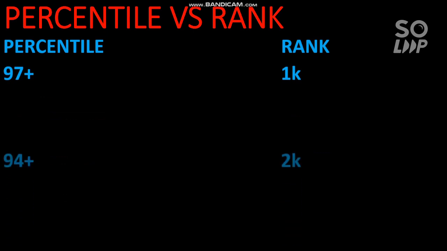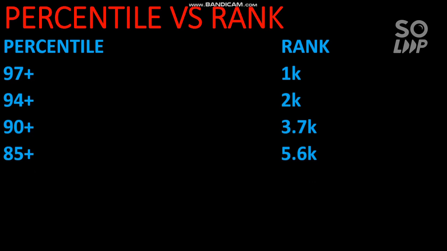So the next one is 94 plus percentile. If you got that, then your rank will be under 2000. For 90 plus percentile, your rank will be 3.7 thousand or less than that. And for 85 plus percentile, your rank will be under 5.6 thousand. And for 80 plus percentile, your rank will be 7.4 thousand or less than that also. And for 70 plus percentile, your rank will be under 11,000.